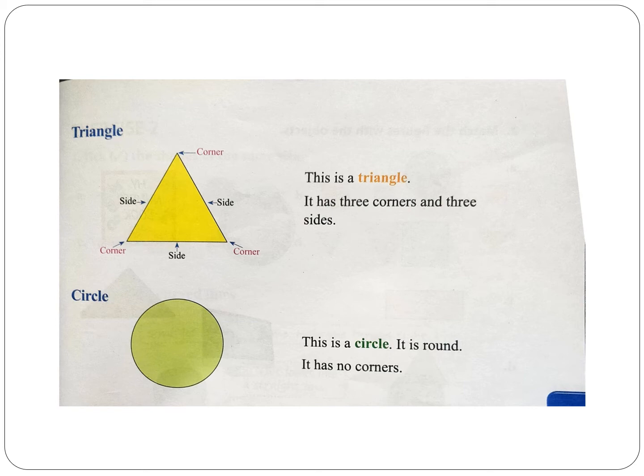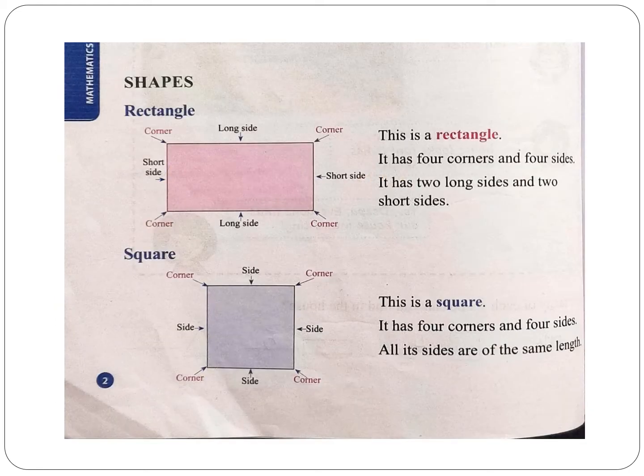Okay, the second one is a circle. This is a circle. It is round. It has no corners. The next shape is a rectangle. Yes children, this is a rectangle. It has four corners and four sides. It has two long sides and two short sides.